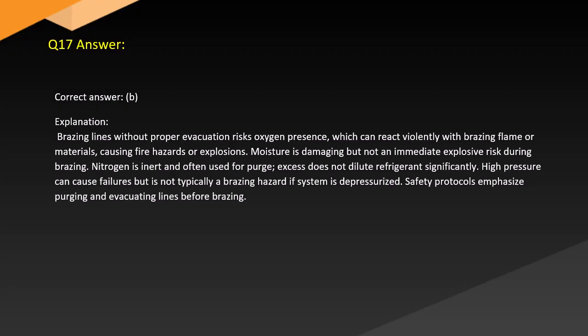Answer. Correct answer. B. Explanation. Brazing lines without proper evacuation risks oxygen presence, which can react violently with brazing flame or materials, causing fire hazards or explosions. Moisture is damaging but not an immediate explosive risk during brazing. Nitrogen is inert and often used for purge. Excess does not dilute refrigerant significantly. High pressure can cause failures, but is not typically the main brazing hazard in a pressurized system. Safety protocols emphasize purging and evacuating lines before brazing.